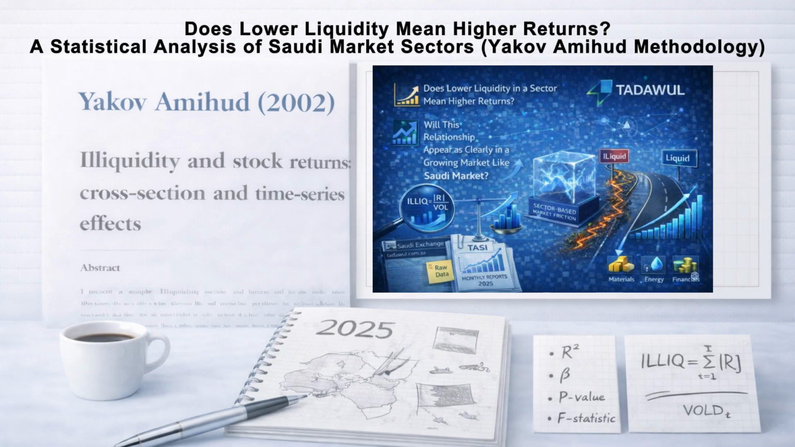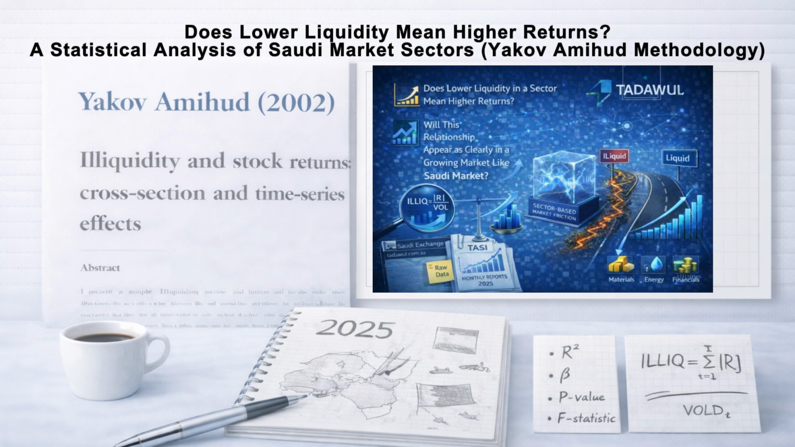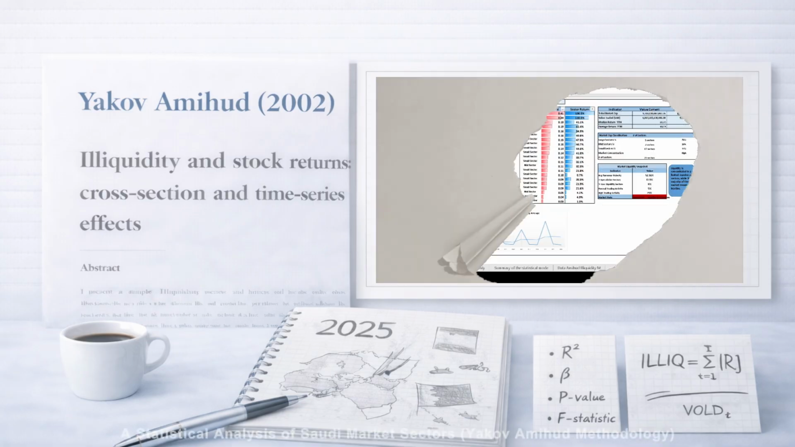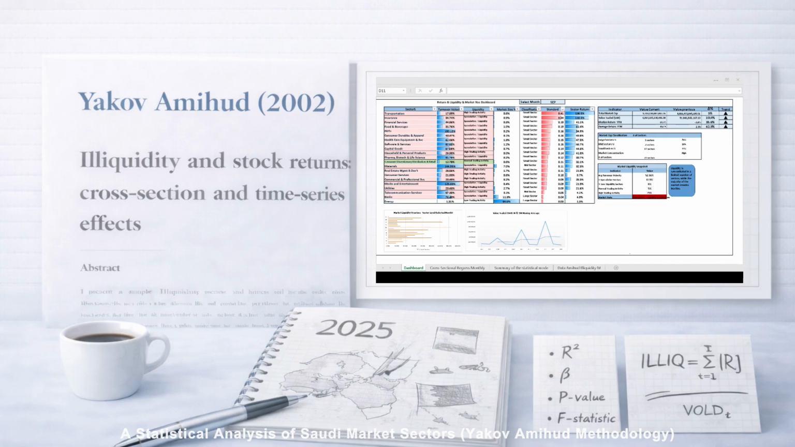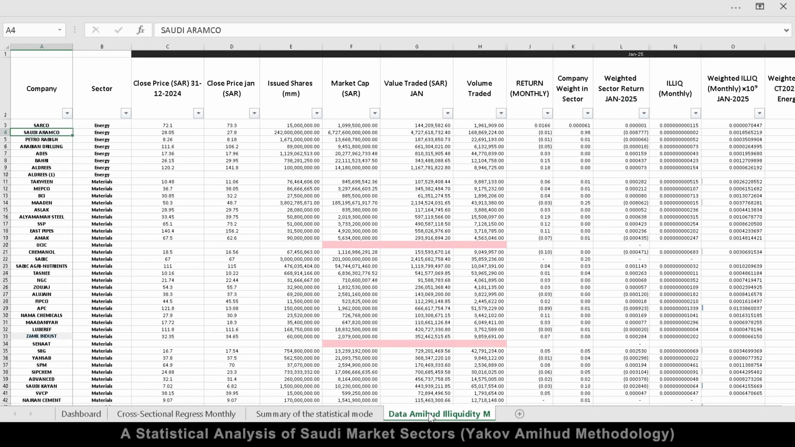Now, regarding the data used in this analysis, it comes from the main market TASI, from the official Saudi Exchange website. I relied on the monthly reports for 2025, then converted the data into Excel and built an analytical model along with a dashboard to clearly present the results. Now I will briefly explain the methodology and the steps I followed. It's based on the Amihud framework, but instead of applying it to stocks, I applied the analytical model to sectors.